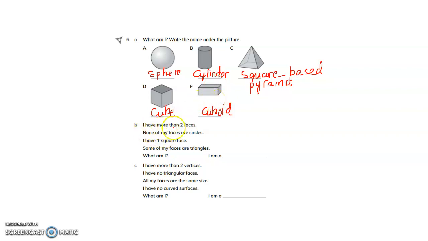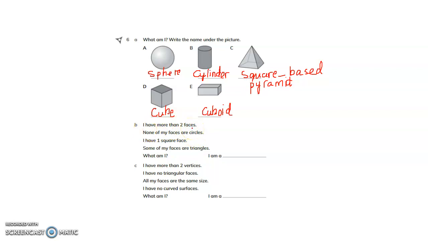I have more than 2 faces. None of my faces are circles. I have one square face. Some of my faces are triangles. What am I? I am a square based pyramid.